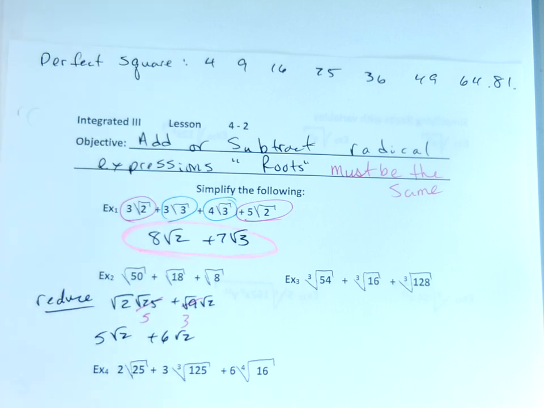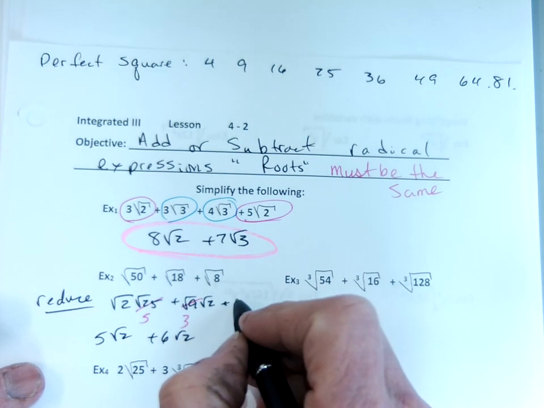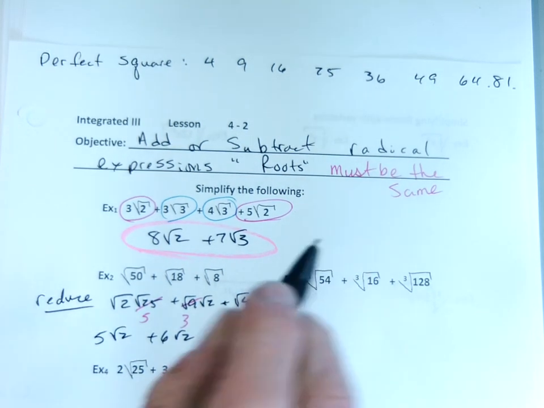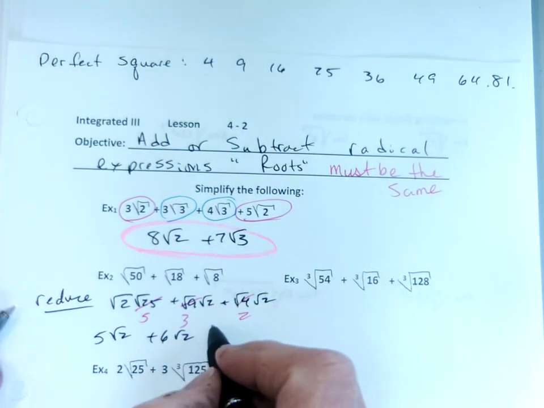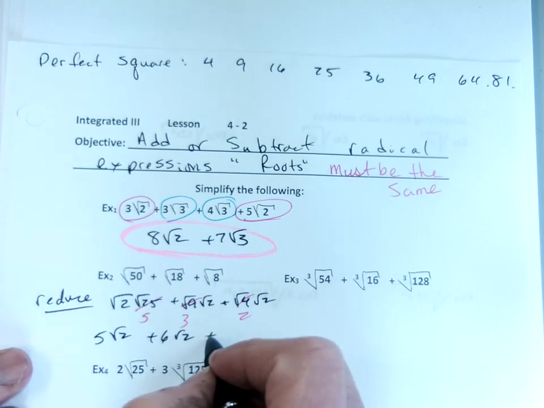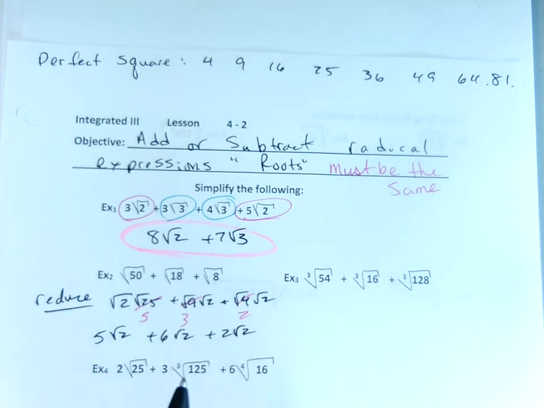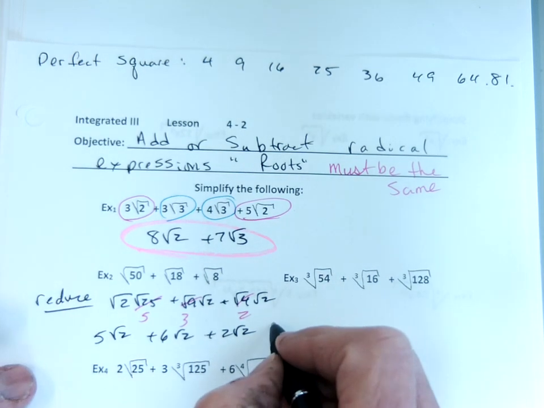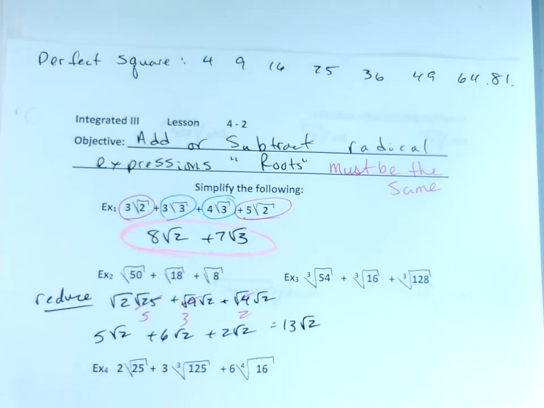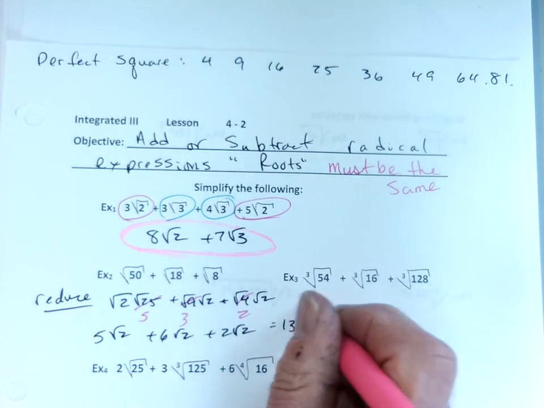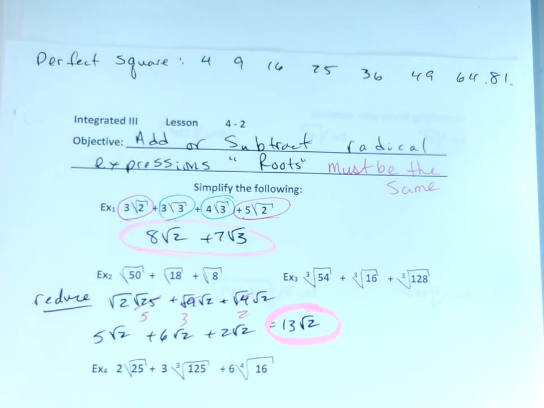And then the square root of 8 is the same thing as plus the square root of 4 times the square root of 2. The square root of 4 is 2, so 2 square roots of 2. Now, I can add these. 5 square root of 2, 6 is 11, 2 more is 13. I can get an answer of 13 square roots of 2 because I can add them after I reduce them.